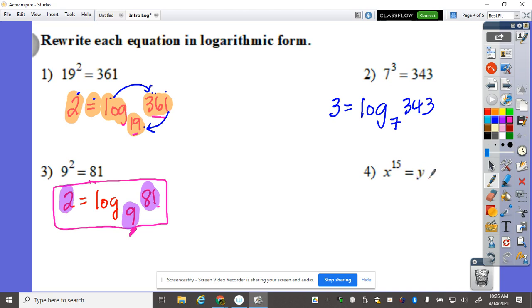Next, x to the 15 equals y. Again, you copy the exponent, 15, and you do the log. What is the base here? The base here is x, and the log number is y. So we read it as 15 is equal to log of y with a base of x. And that's how you write an equation from exponential form to logarithmic form.